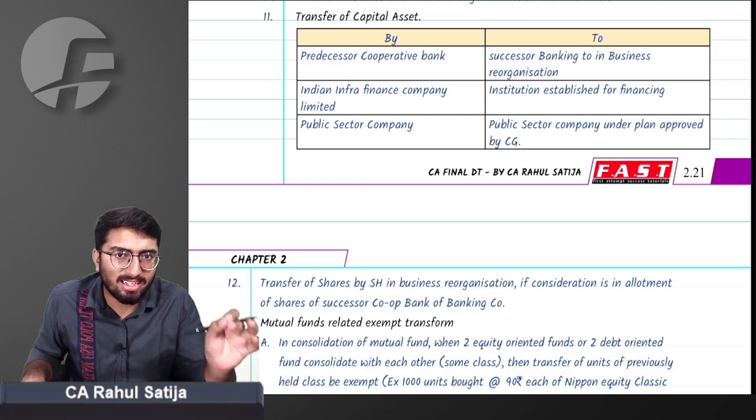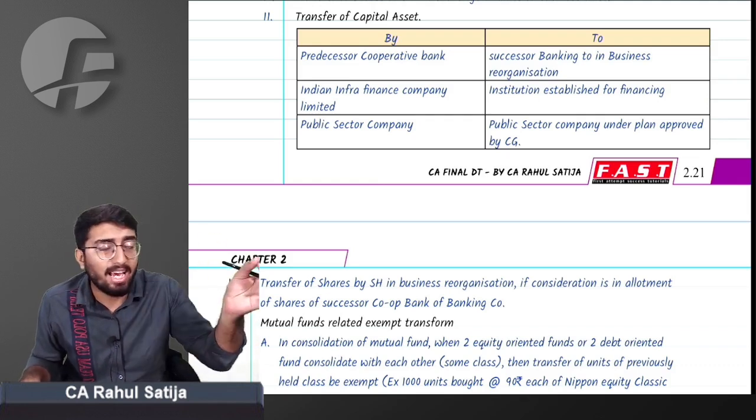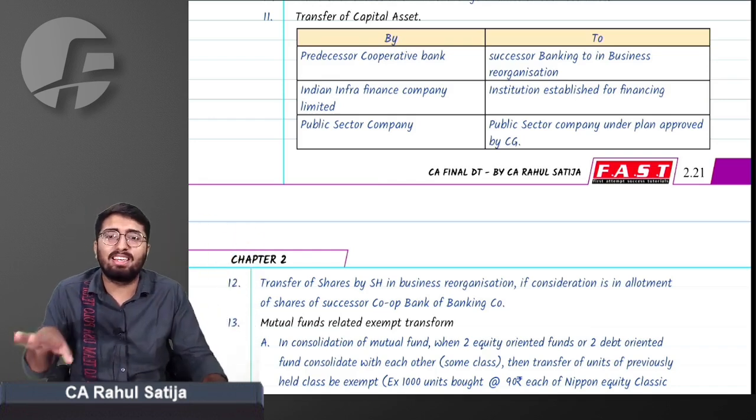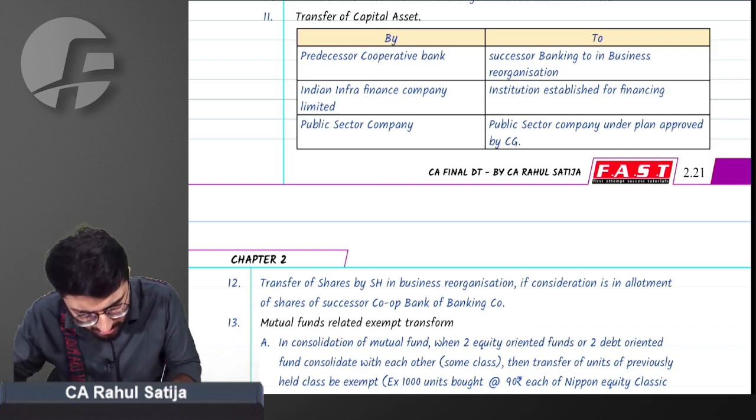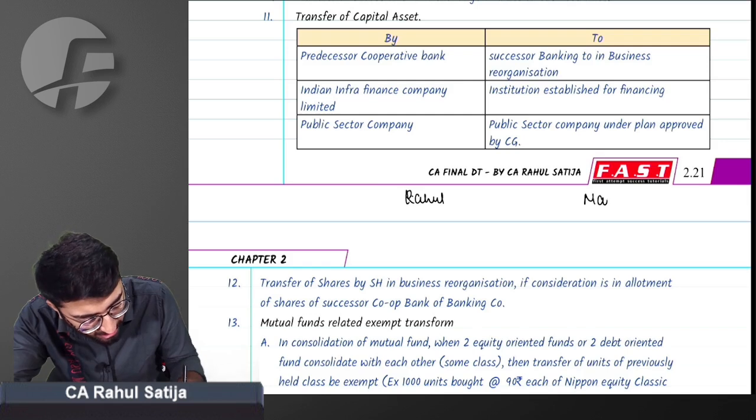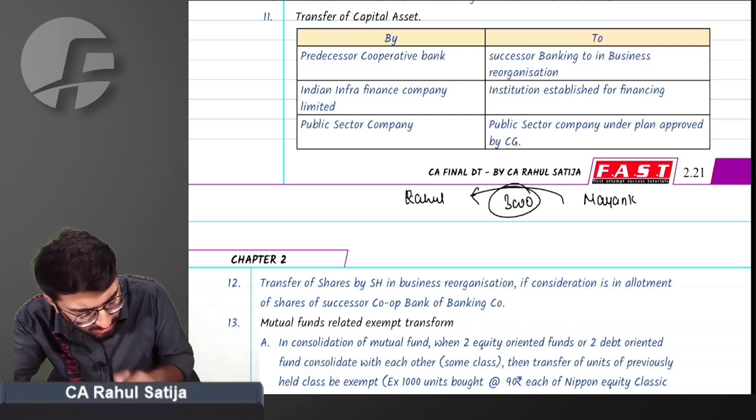In that case, any service provided by your friend, any transfer of asset made by your friend to you on account of stock lending scheme will be completely exempt. Just listen to an example. For example, Rahul is the one who wants shares. He asked Mayank to give him shares of Reliance. So Mayank gave shares of Reliance. For example, the price was 3,000.